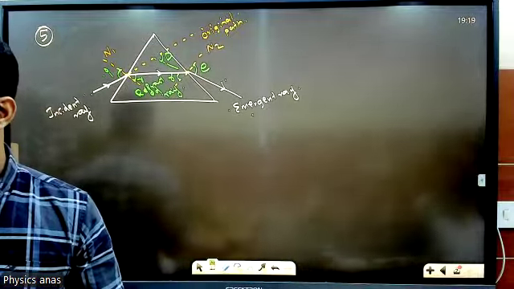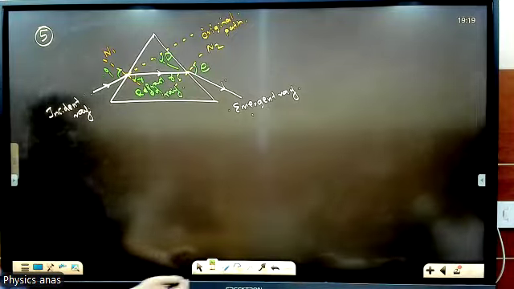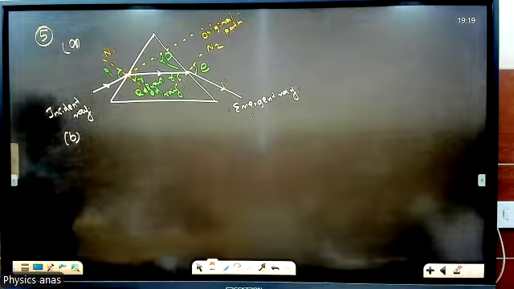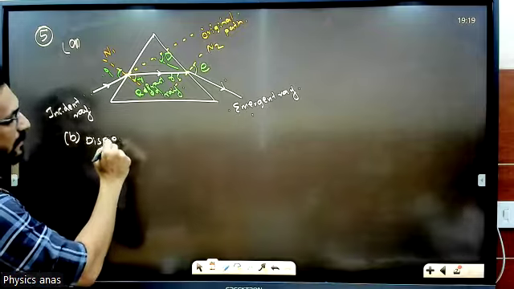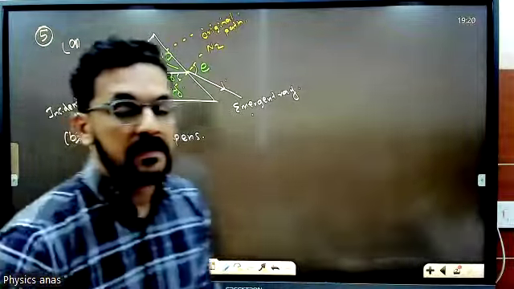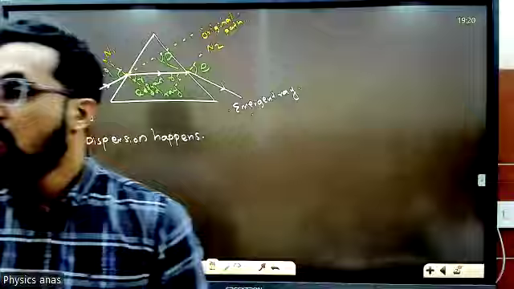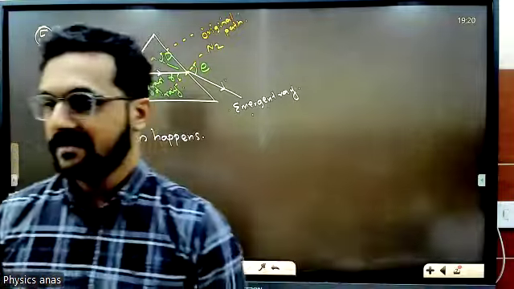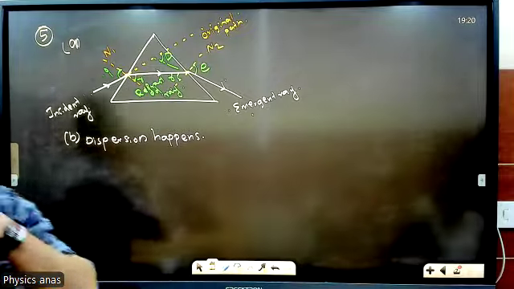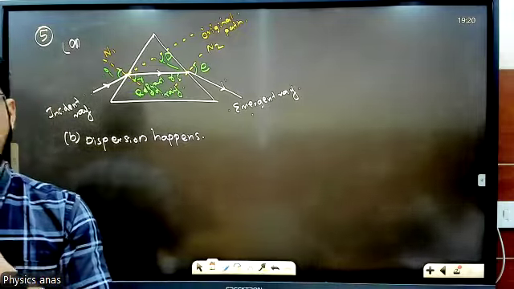Yes, we can do that. Dispersion, draw the dispersion. So this is A and B. What is the answer of B? Dispersion happens. If it is a monochromatic light, only refraction. If it is a white beam of light, dispersion happens. That's the answer to question B. Did you write it? Dispersion happens. Can you draw it?